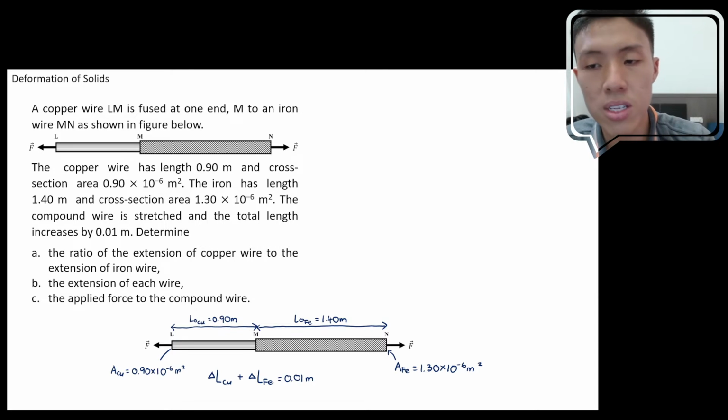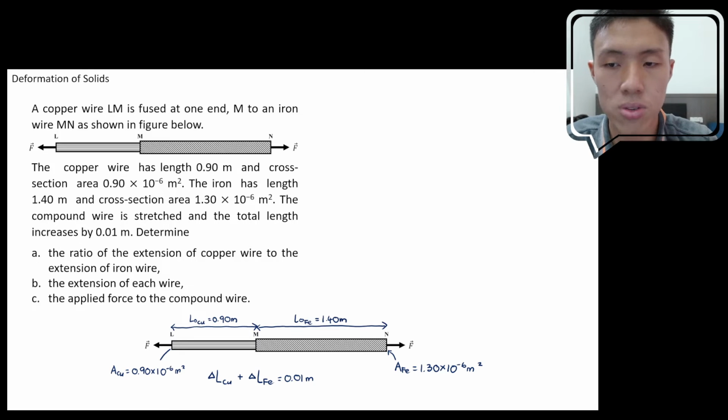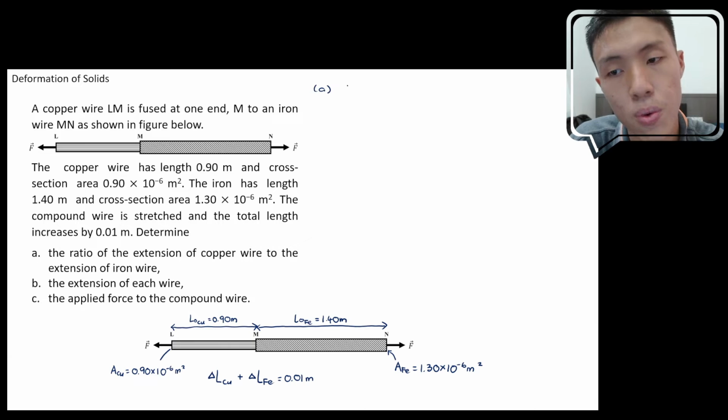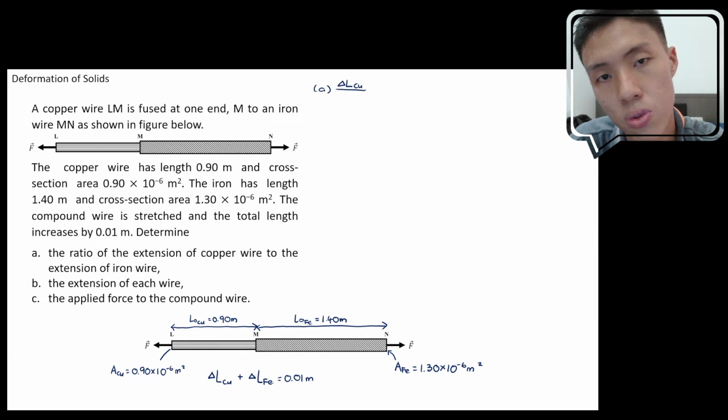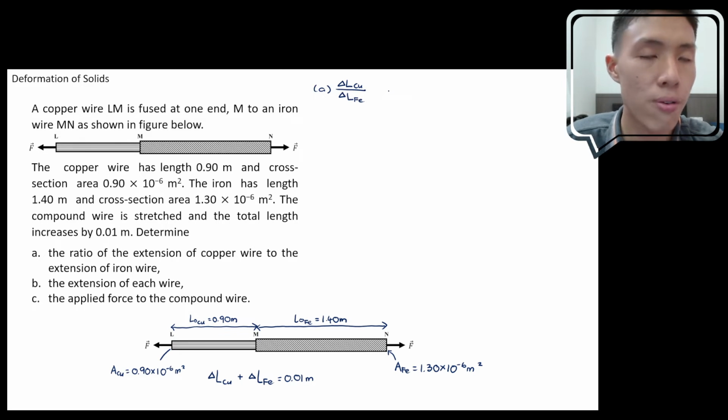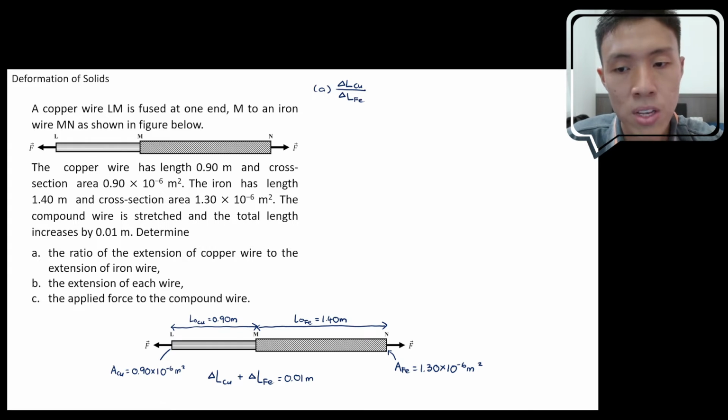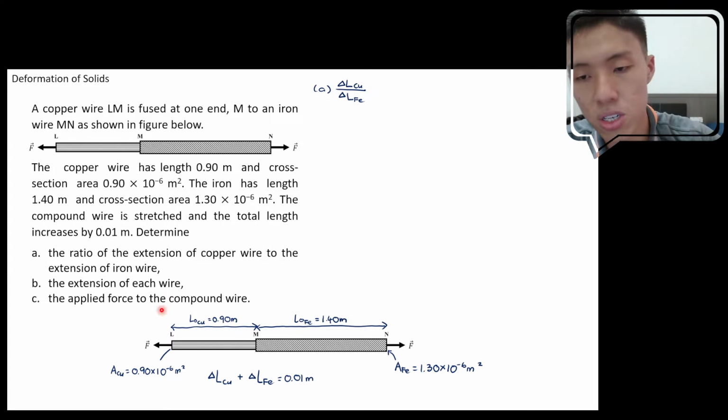Determine the ratio of the extension of copper wire to the extension of iron wire. So for this situation, they are asking for the extension. Extension is the change in length of copper to the extension of the iron wire. So delta L of Cu divided by delta L of the iron. I think you're given a lot of information. You're given the original length, you're given the cross-sectional area.